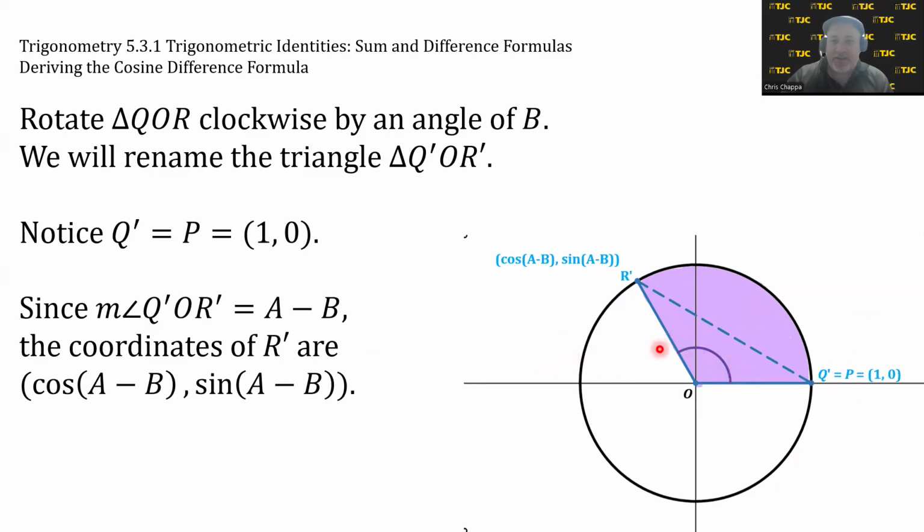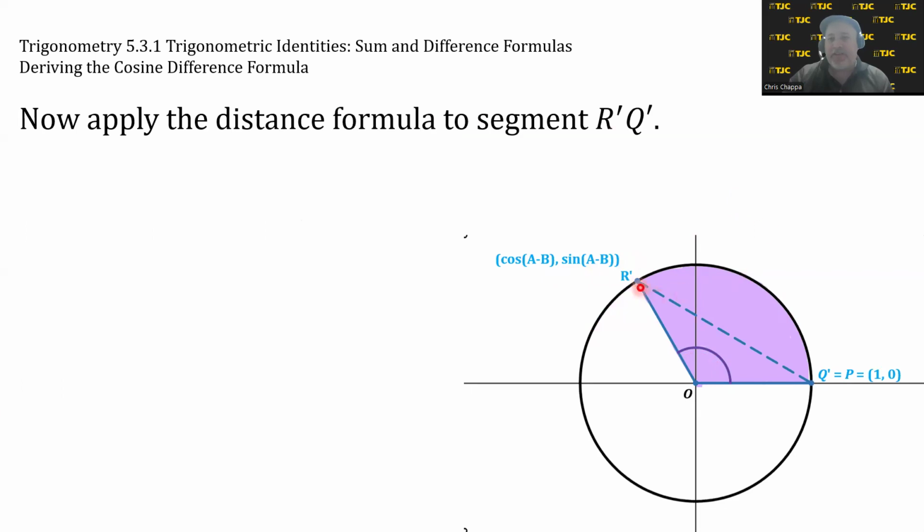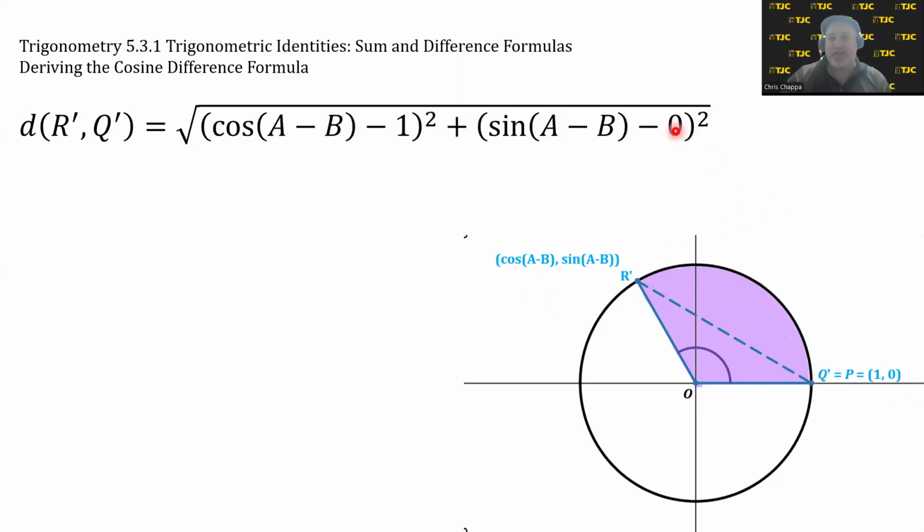And since the purple angle is now in standard position, the coordinates of R prime are cosine of that angle, A minus B, sine of that angle, A minus B. Now we're going to apply the distance formula again to Q prime R prime because we have representations for the coordinates of Q prime and R prime. And when we apply the distance formula, it's the same idea. It's the square root of the sum of the squares of the differences of the coordinates. Here's the difference in the x coordinates, that difference squared. Here's the difference in the y coordinates, that difference squared.